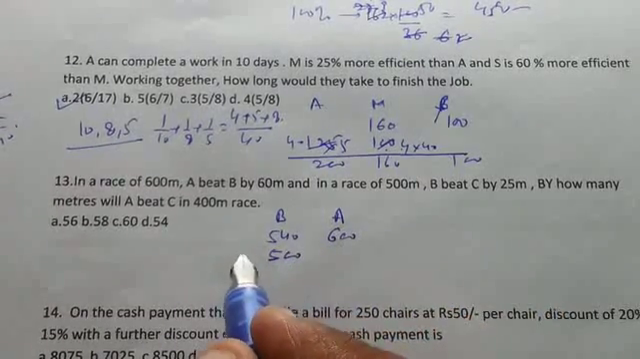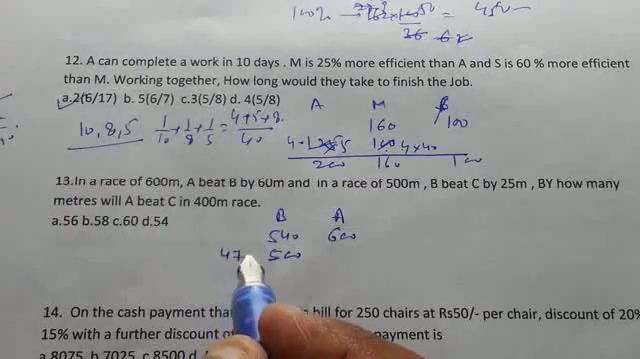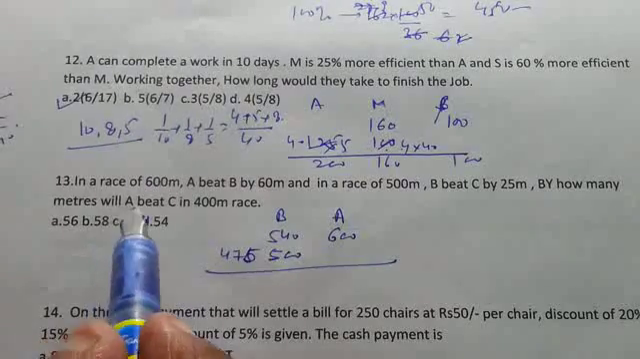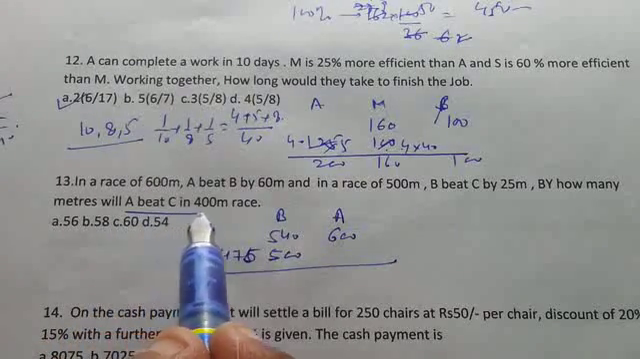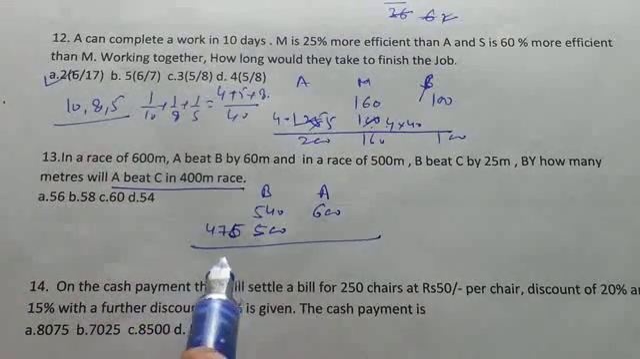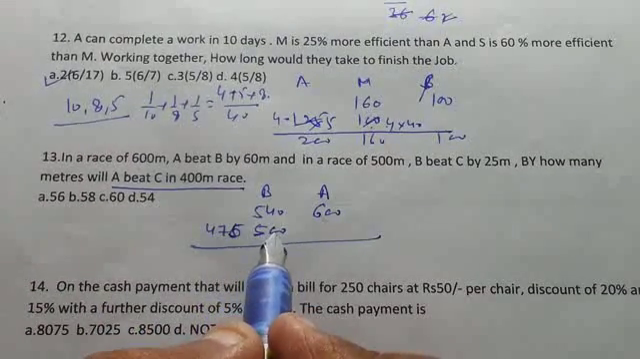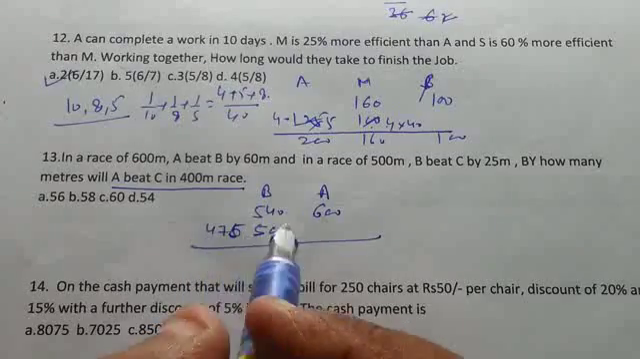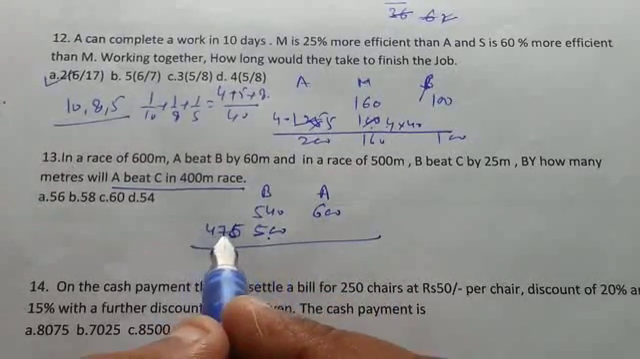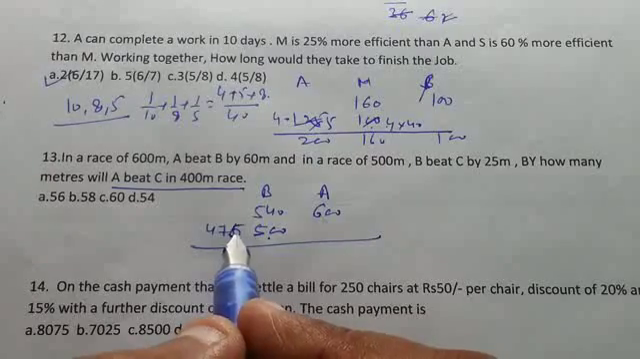So it is 500. It will be 475. Difference of 25. So the question is, A beats C in a 400 meter race by how many meters? So again it is easy, we can find the ratio. So if it is 500, it is 475. Right? So if it is 540, it is definitely more.